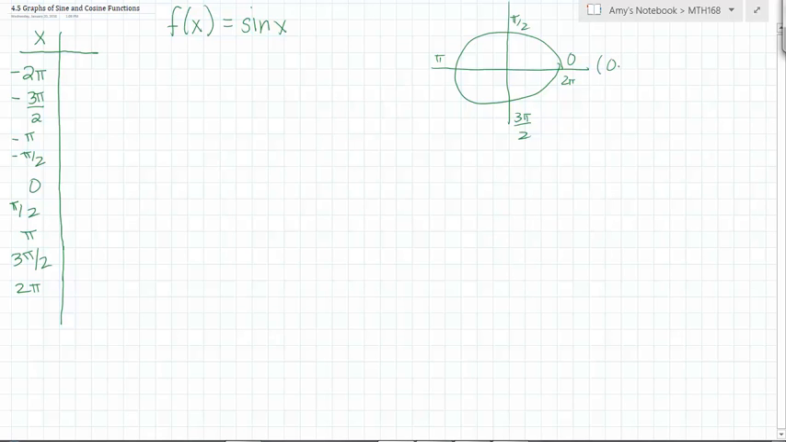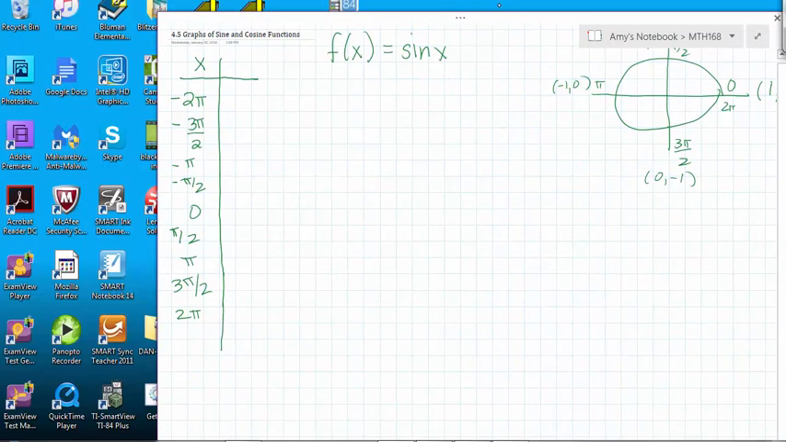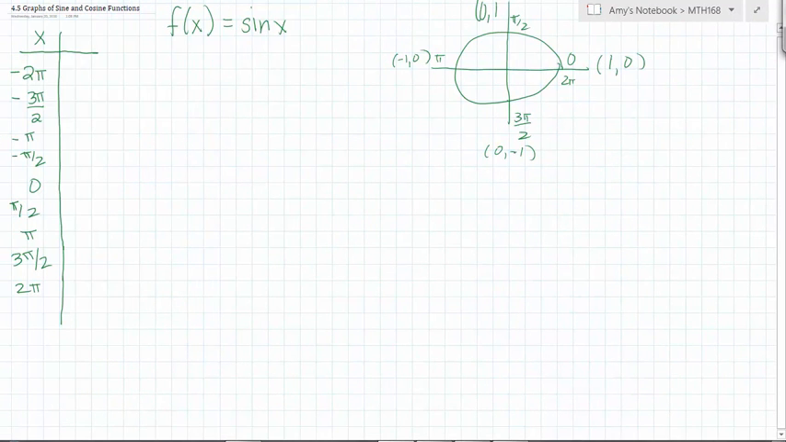Third pair here would be 1, 0. Here would be 0, 1, negative 1, 0, 0, negative 1. Of course, our cosine is our x, and our sine is our y value.